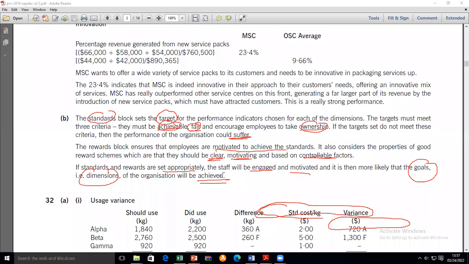Okay, so this is the non-financial performance question from our examiner in terms of private sector organizations. I'll share the 2 solutions so that you can read through to reinforce your understanding of the balanced scorecard and the Fitzgerald building block model.